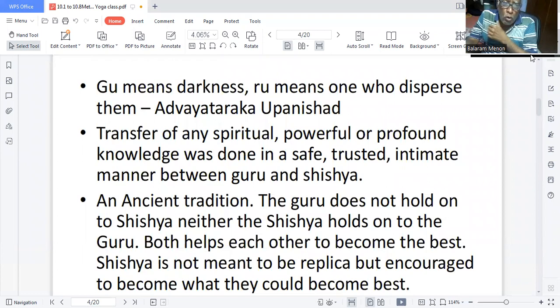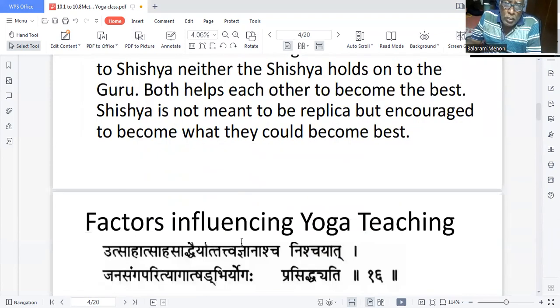The Guru does not hold on to the Shishya, neither does the Shishya hold on to the Guru. Both help each other to become the best. The Shishya is not meant to be a replica, but is encouraged to become the best they could become. This is as per the ancient tradition.